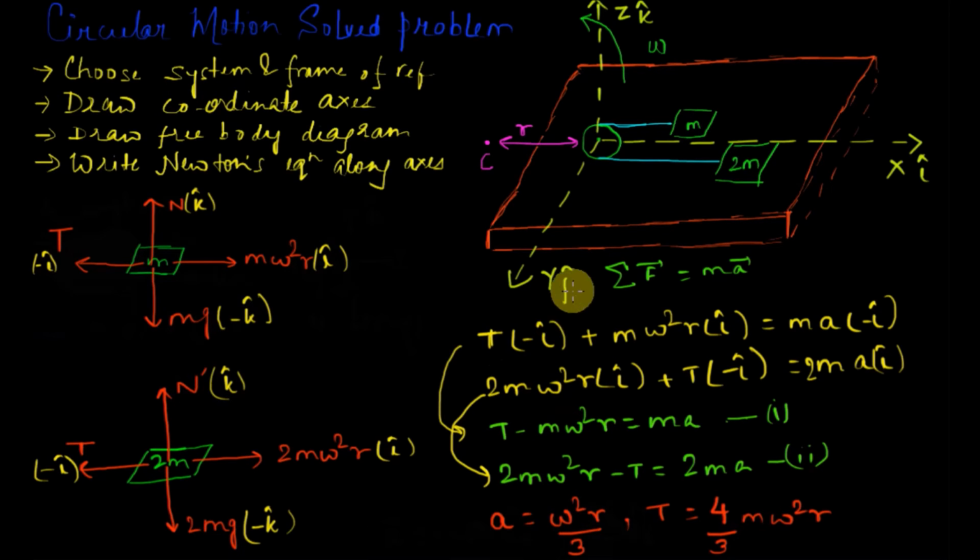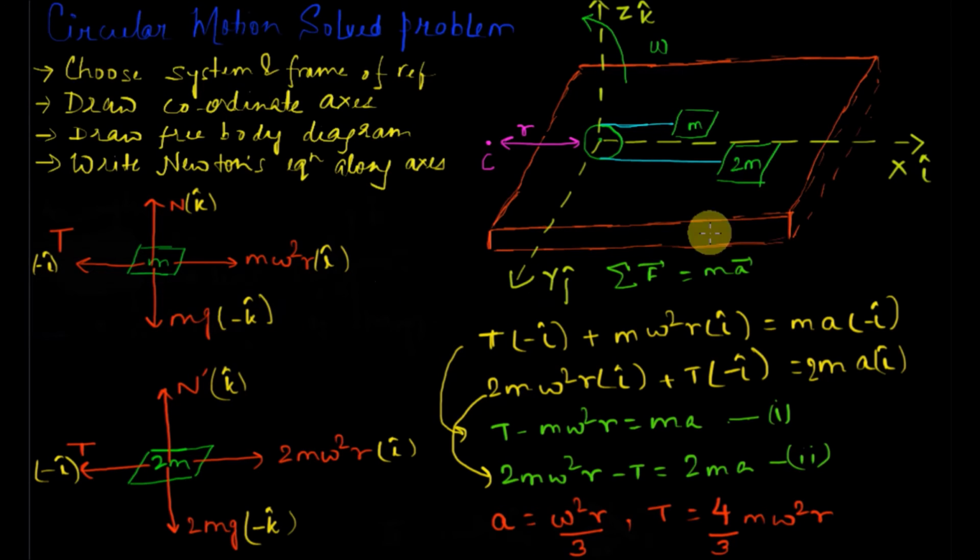Now let's apply the fourth step, which is writing Newton's equation along the coordinate axis. Well, before that, just observe the motion of these objects carefully. As we can see, both these objects are not moving along the z direction, along the vertical direction. They are only moving along the x direction. And since this object of mass 2m is heavier than this object of mass small m, this heavier object will pull this lighter object. So this 2m, this heavier object, will accelerate along the positive x direction, and this lighter object will accelerate along the negative x direction, right?